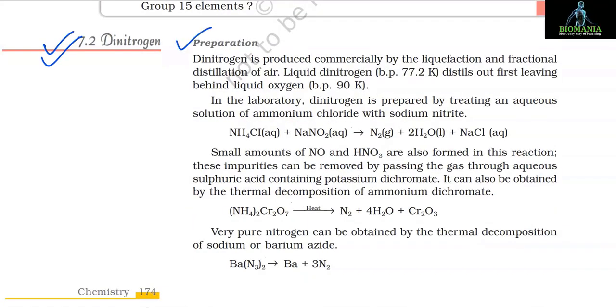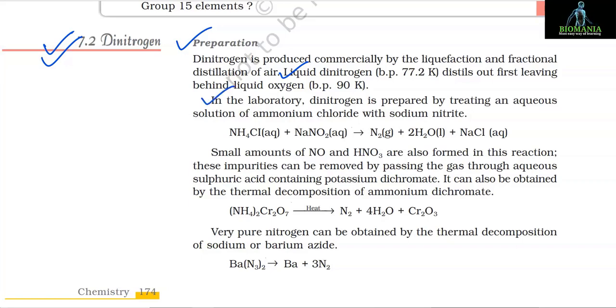7.2. Dinitrogen. Preparation. Dinitrogen is produced commercially by the liquefaction and fractional distillation of air. Liquid dinitrogen, boiling point 77.2 Kelvin, distills out first, leaving behind liquid oxygen, boiling point 90 K.